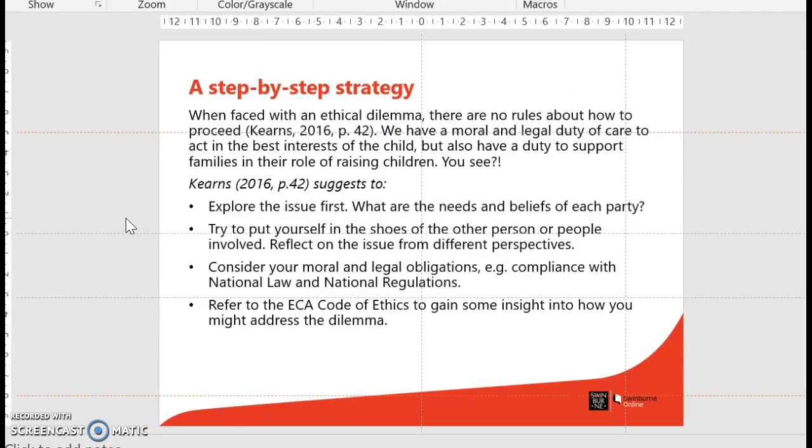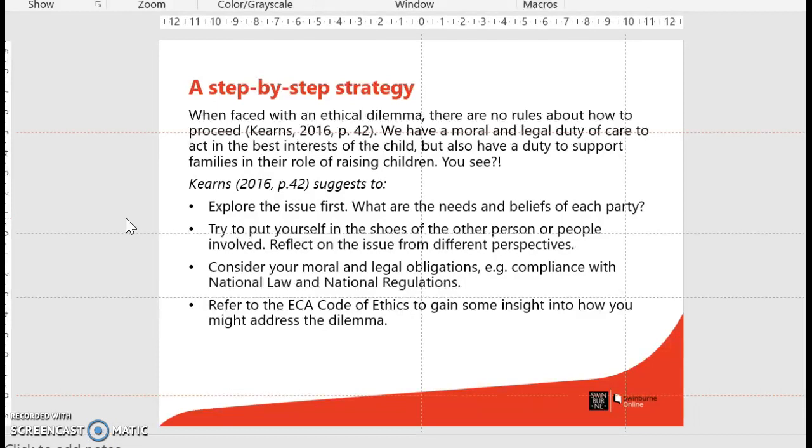So when faced with an ethical dilemma such as this one, and when you do the weeks 5 and 6 activities, it's going to really help you start thinking about this. So make sure you jump in there and do the week 5 and 6 activities and readings, because they really directly relate here. There are no rules about how to proceed here. It really is up to how you decide to use your ethical and legal obligations and duty of care to act in the best interest of the child.